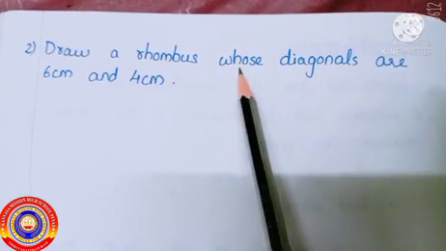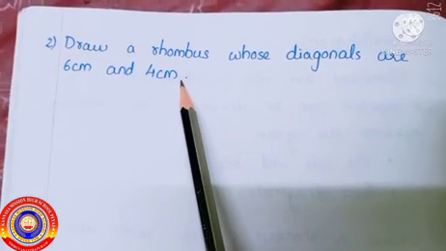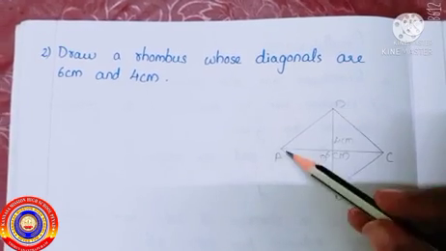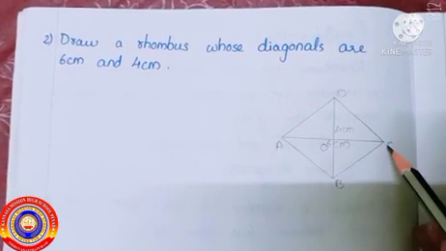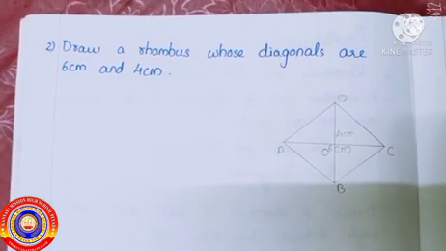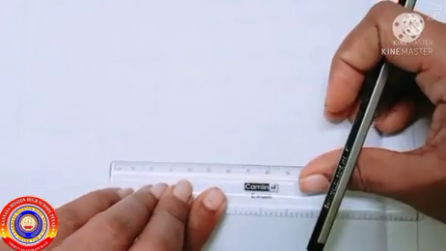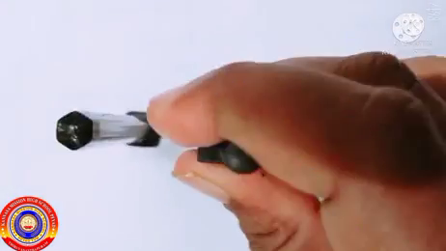Next question, draw a rhombus whose diagonals are 6 cm and 4 cm. First of all, let's draw a rough figure. So here in the question, the diagonal measurements are given, that is 4 cm and 6 cm. We have to draw a rhombus using this. First of all, draw a line of length 6 cm and name it AC. Draw its perpendicular bisector and mark the midpoint.